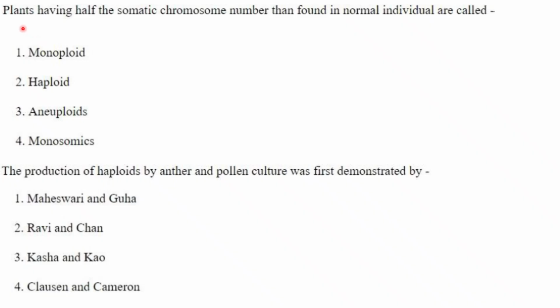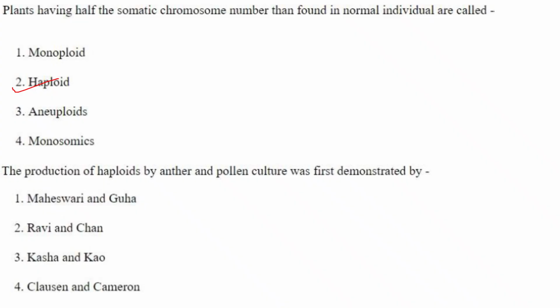So coming to the first question: plants having half the somatic chromosome number than found in normal individuals are. They have asked for half the somatic chromosome number, so they are naturally haploids, not monoploids.